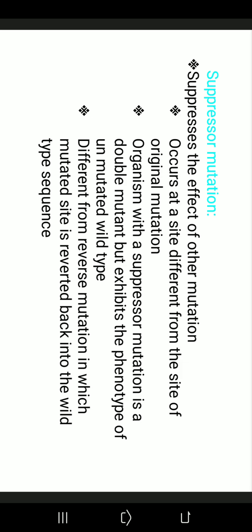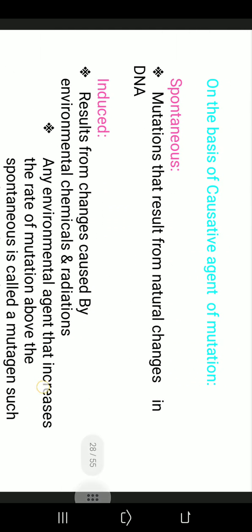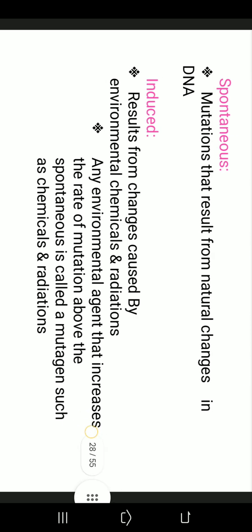An organism with a suppressor mutation is a double mutant but exhibits the phenotype of an unmutated wild type, different from a reverse mutation in which the mutated site is reverted back into the wild-type sequence. On the basis of the causative agent of mutation, spontaneous mutations result from natural changes in DNA, while induced mutations result from changes caused by environmental chemicals and radiations.